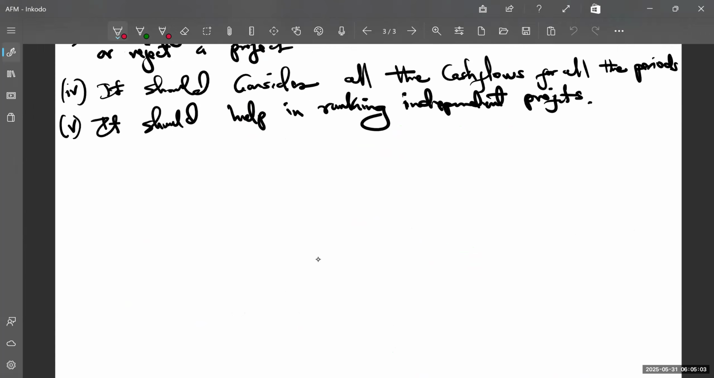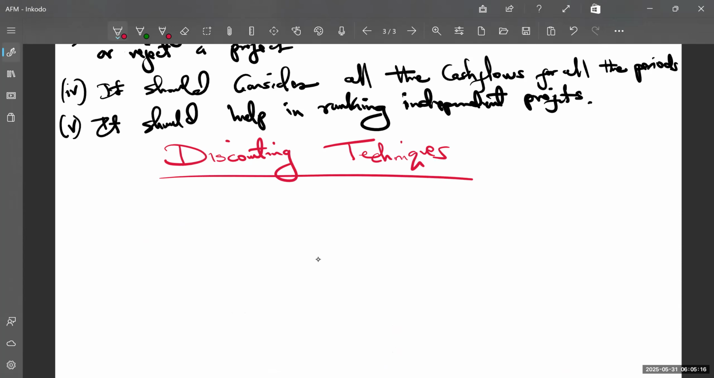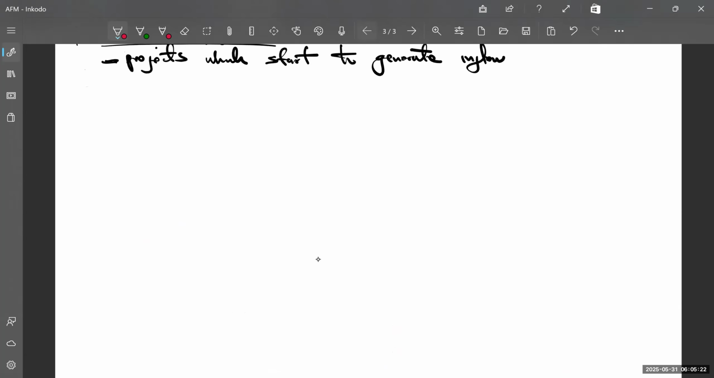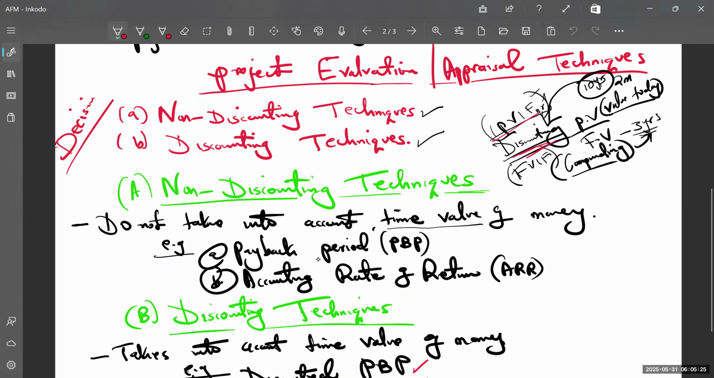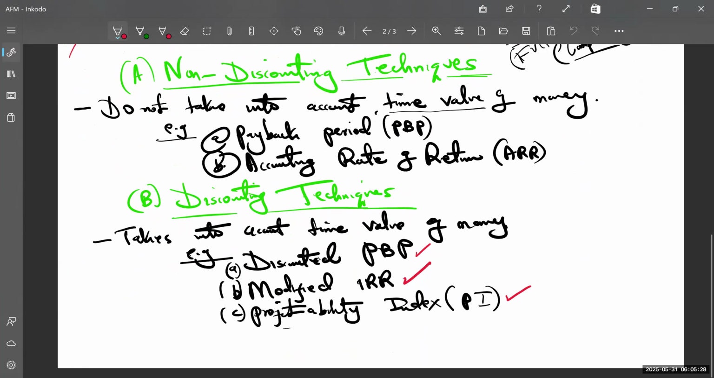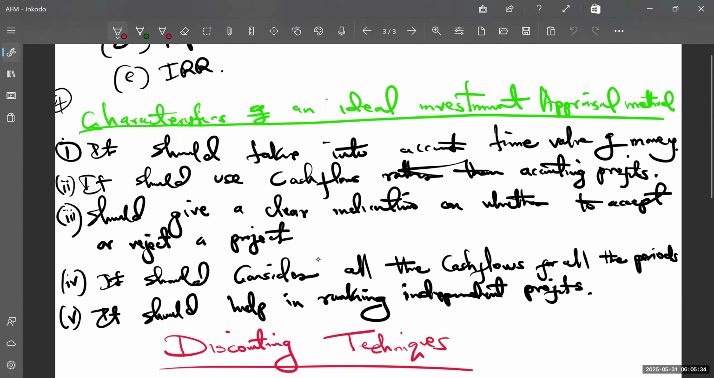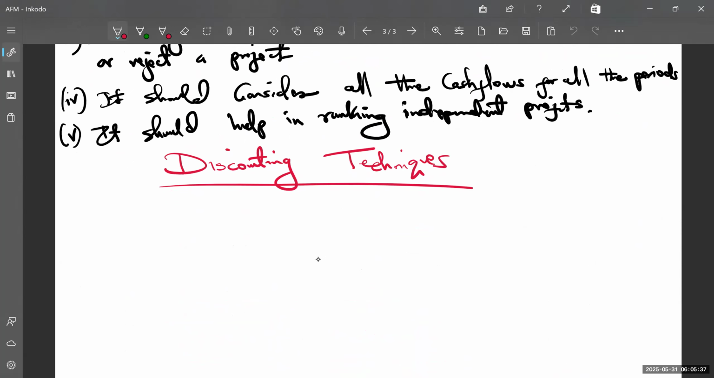So I will go ahead and write discounting techniques. And remember, we had listed them. If I can go back to what we discussed, we said the discounting techniques are discounted payback period, modified internal rate of return, profitability index, net present value and IRR, internal rate of return. I don't want to repeat writing them. So as we start discussing discounting techniques, we've already named them. The next step is, how do we use these techniques in computations?